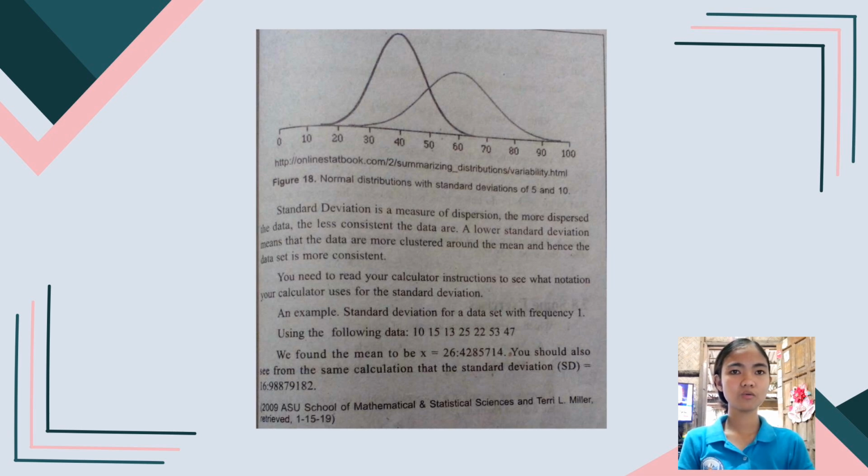So kung yung narrow curve daw po, or higher peak, smaller standard deviation. So kung tapos yung wider curve naman po, or lower peak, parang kabaliktaran siya. Corresponds to a larger standard deviation, nagpapakita siya ng greater spread in the data values. So yun. Naguguluhan ako, di ko po alam kung tama.